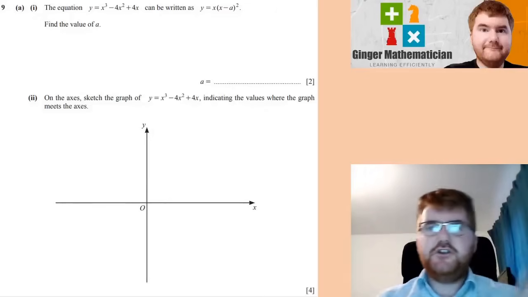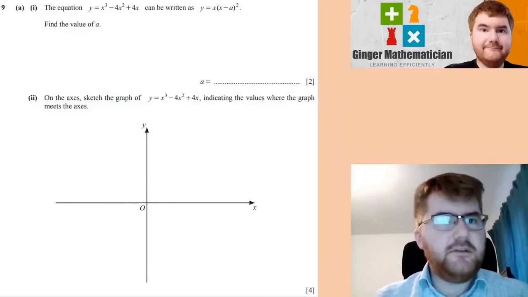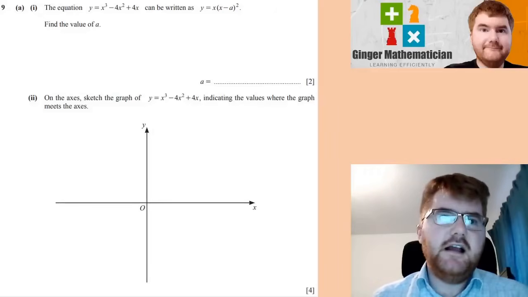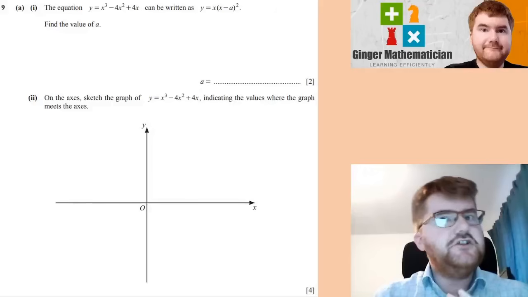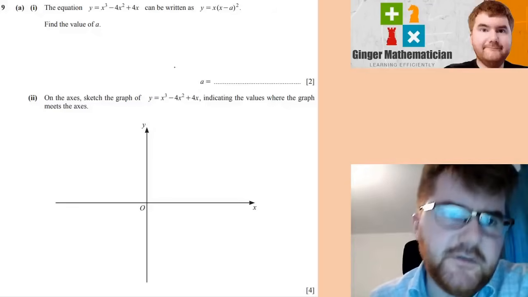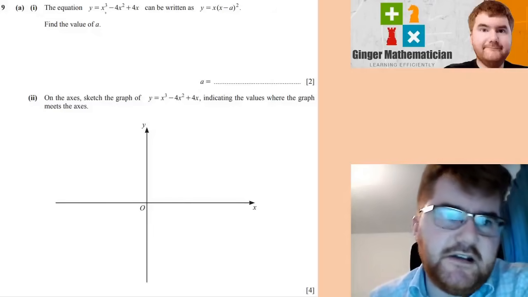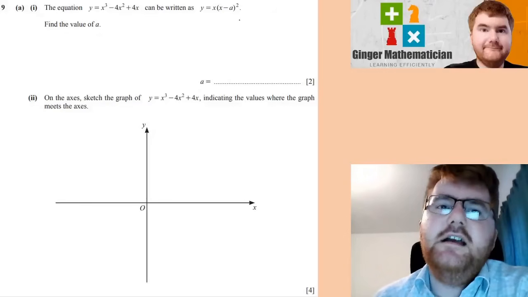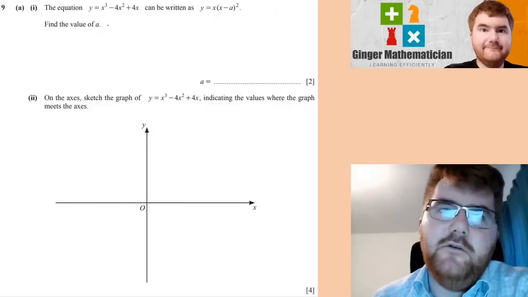Okay, on to the next question. So again, this is very, very typical of the paper 4 and the 0580 course. They don't start necessarily with a differentiation problem. It's usually embedded in another question. So in this case, the equation, this cubic, x cubed minus 4x squared plus 4x, can be written in this form. Find the value of a.